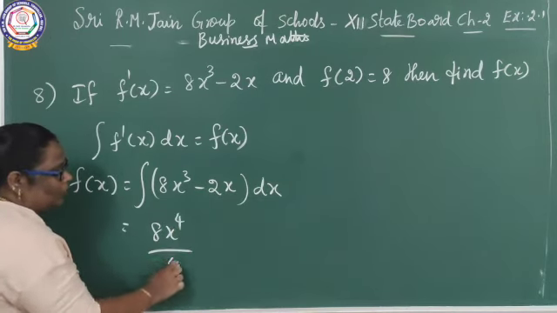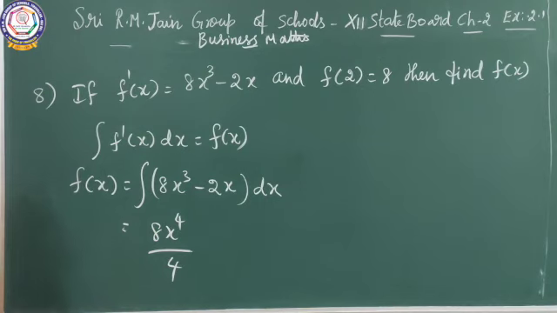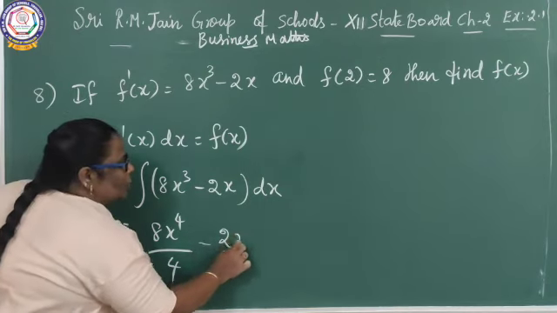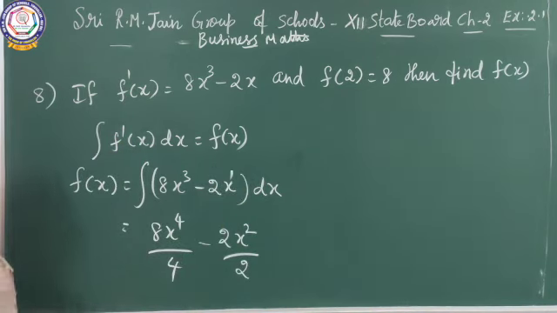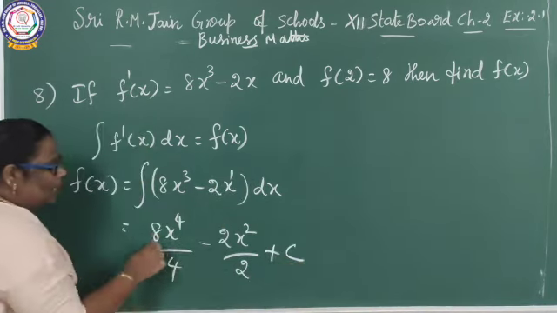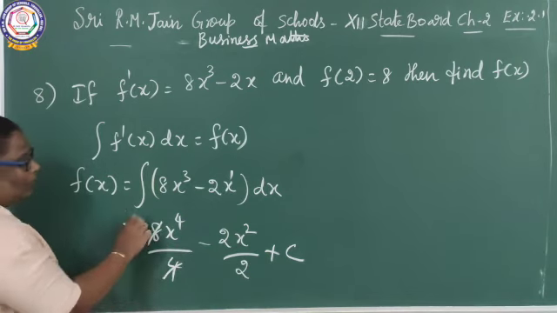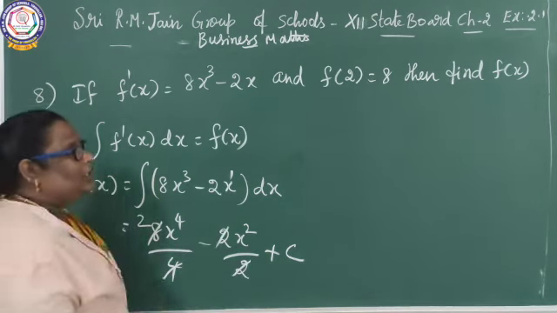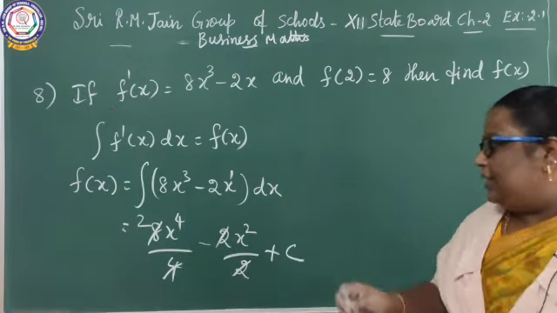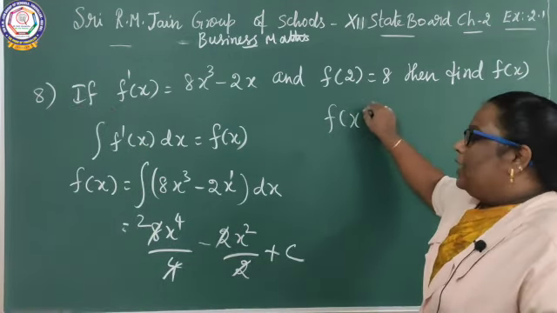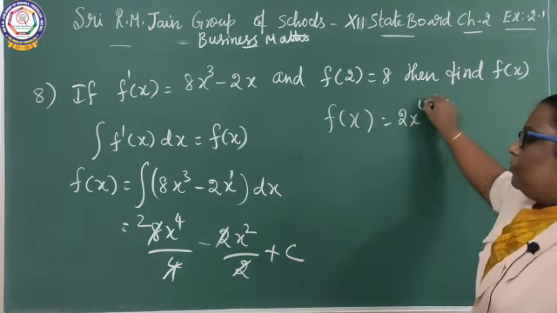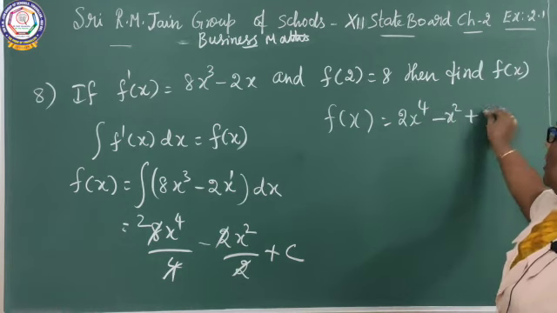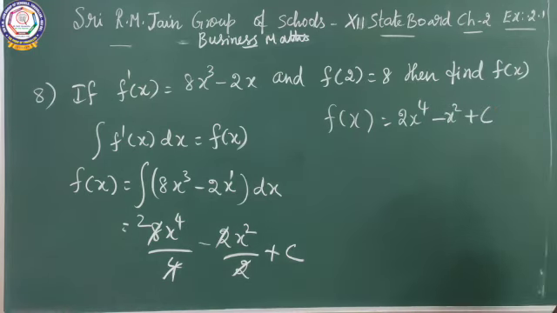8x power 4 by 4, that is 3 plus 1, minus 2 x squared by 2, because power 1 plus 1 is 2, plus c. Cancel the terms. So what is f of x here? f of x equal to 2x power 4 minus x squared plus c.